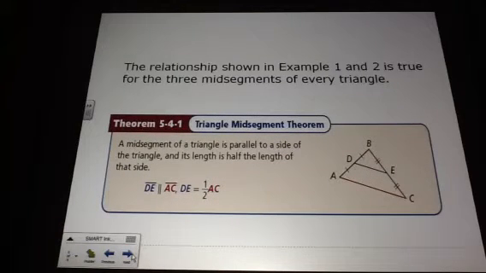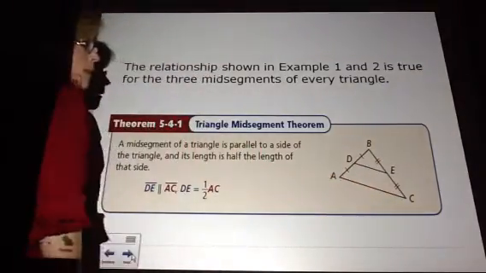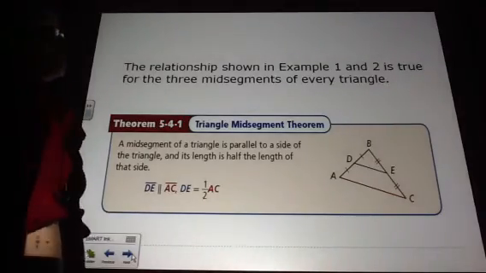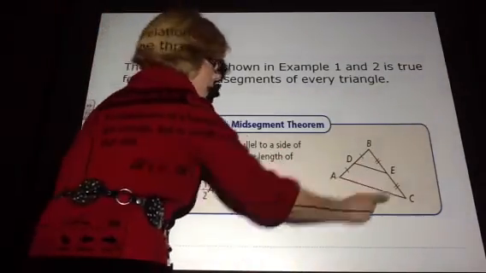The relationship shown in examples 1 and 2 is true for all 3 midsegments of every triangle. So we have our Triangle Midsegment Theorem. A midsegment of a triangle is parallel to a side of the triangle, and its length is half the length of that side. So we just proved this, guys: midsegment DE is parallel to AC. Also, midsegment DE is half the length of segment AC.